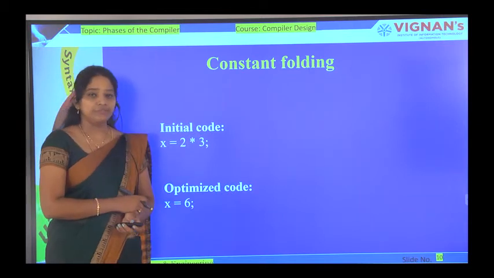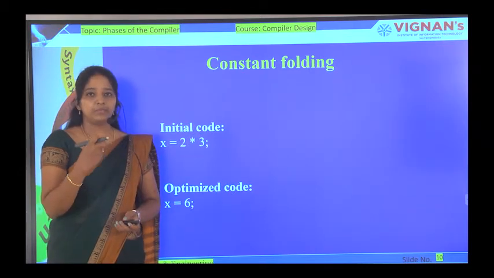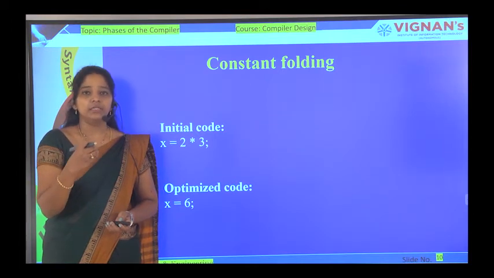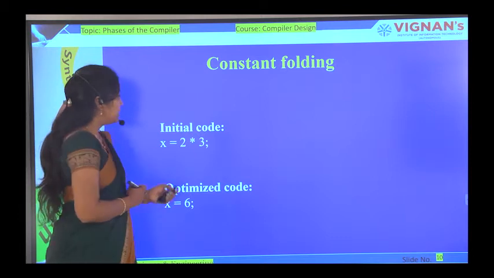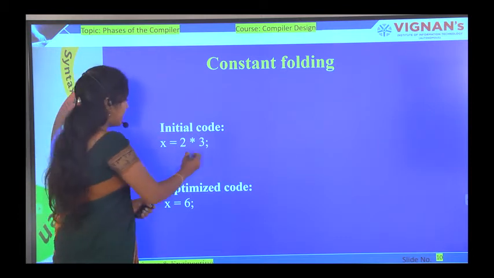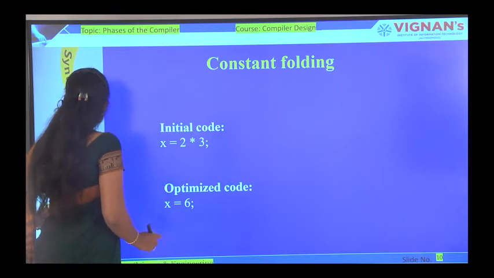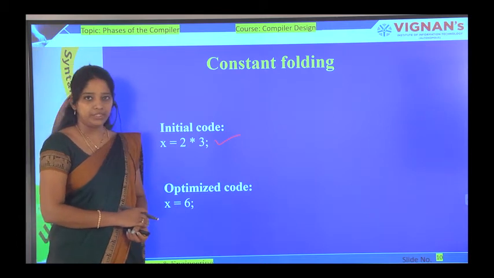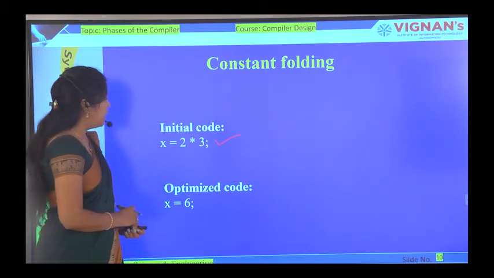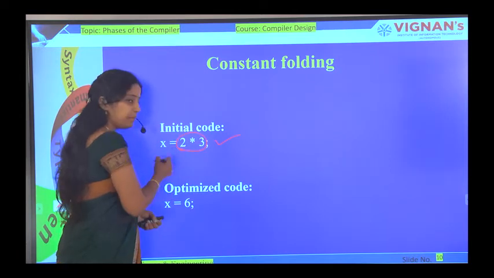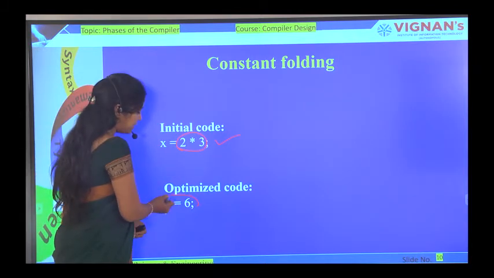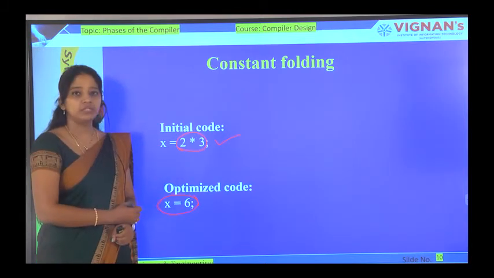Next, constant folding. If we have any expressions with constants, those can be evaluated in the peephole optimization. For example, the initial code: the expression I have written is x equals 2 into 3. This expression can be evaluated at the time of compilation. After optimizing, the expression will be x equals 6.